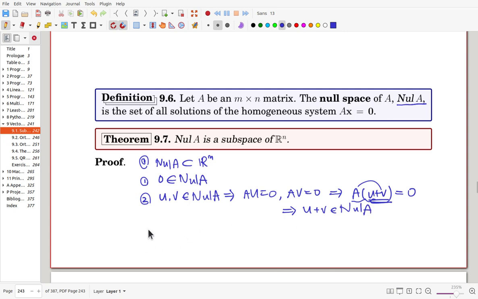Right? If we check these conditions separately, then we can do it this way. And finally, we choose u from the null space of A, then Au equals 0. Now, Au is 0, then A times any scalar c times u must be 0. So that means cu must be in the null space of A. So it is closed under addition and scalar multiplication, and 0 is inside the set, so null A is a subspace of Rn.